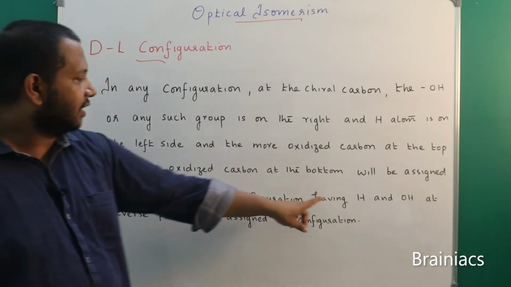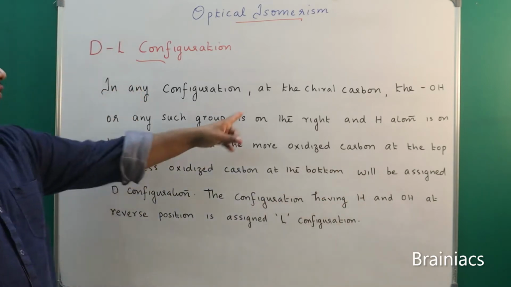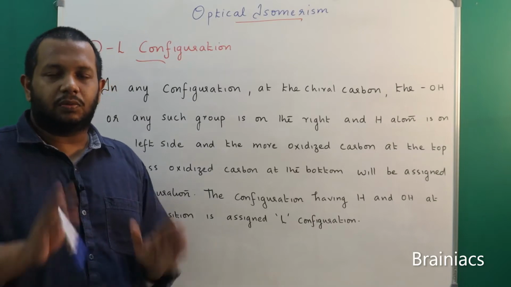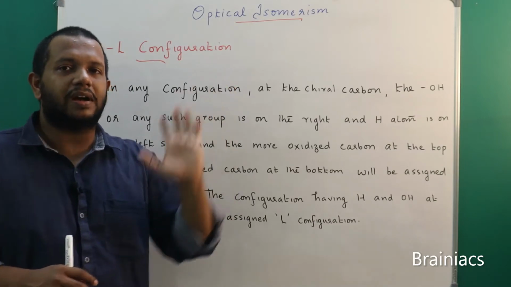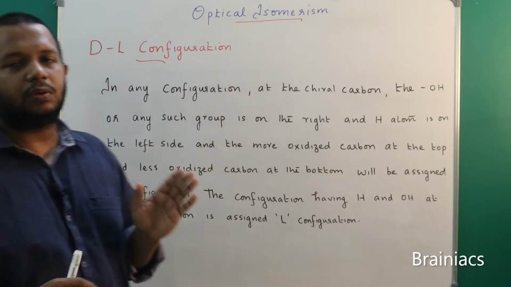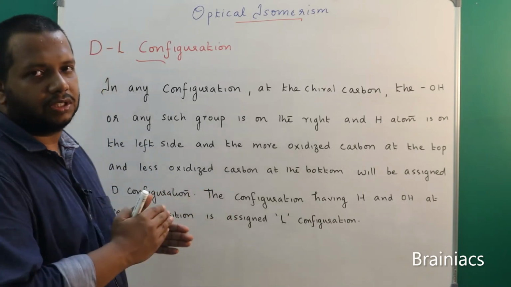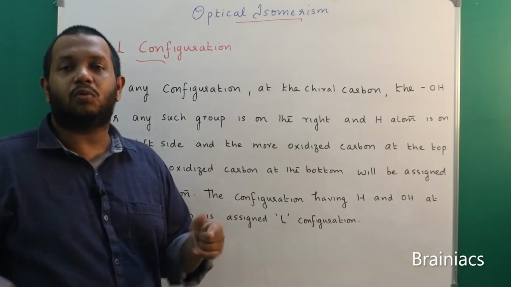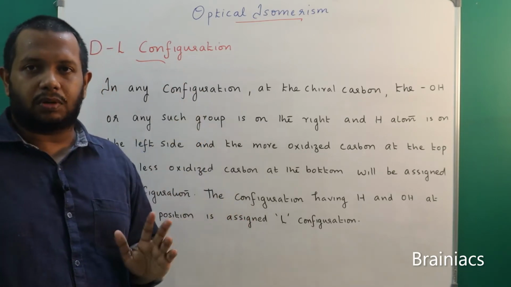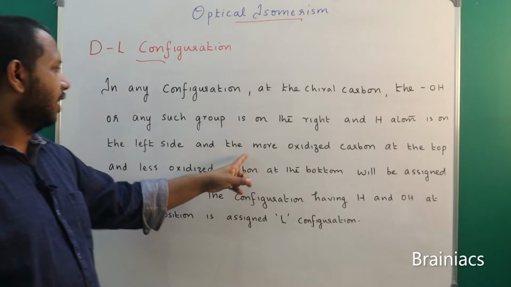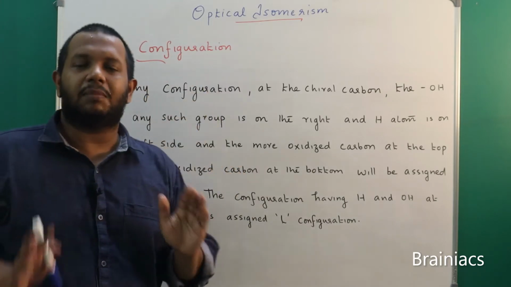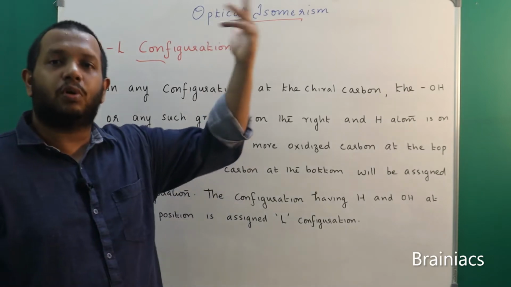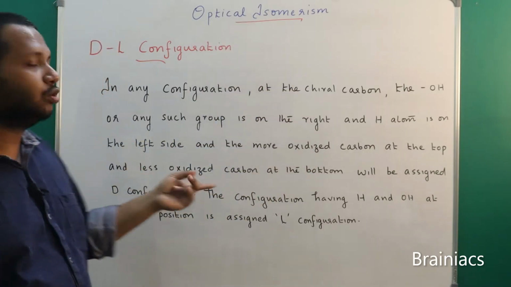Like the configuration having H and OH at the reverse position in the above case, we will assign that as an L configuration. So very simple: first you need to identify the chiral carbon, then see whether any functional group like OH is on the right hand side and hydrogen on the left hand side. Then look at the top and bottom. The more oxidized carbon should be at the top. For example, with aldehyde and carboxylic acid, the more oxidized is carboxylic acid, so COOH should be at the top and aldehyde should be at the bottom.